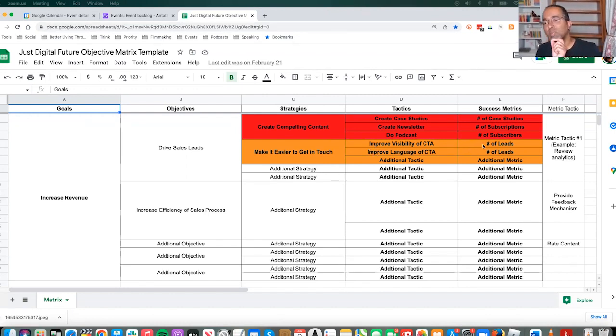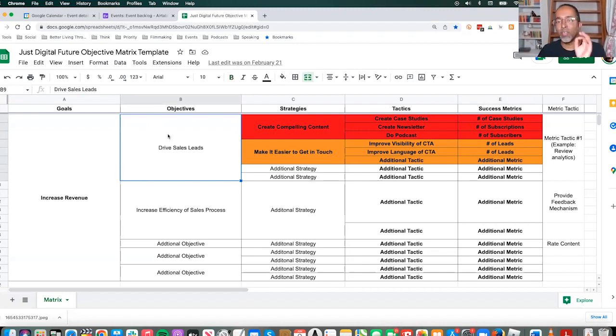Then we get to the metrics. How do we know that any of those concrete steps, the tactics, are actually working? For improving the visibility of the call to action, you can see that number of leads is the success metric. And you'll notice how much that language has in common with the objective, drive sales leads. That's a good metric that ties right back to the objective.